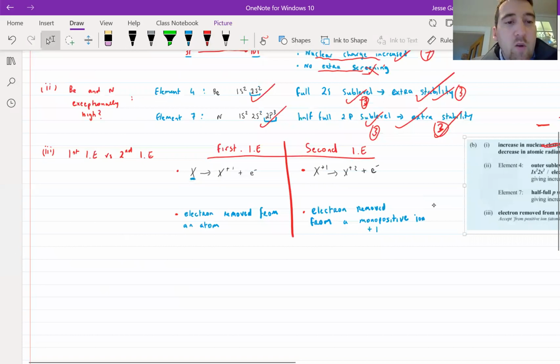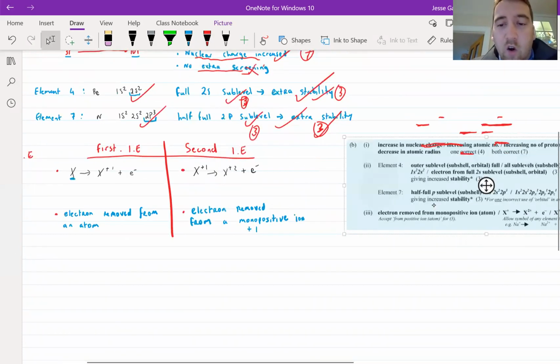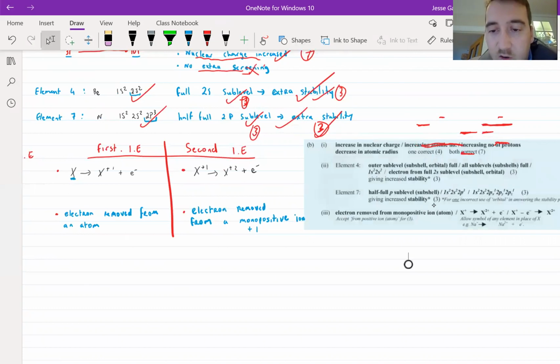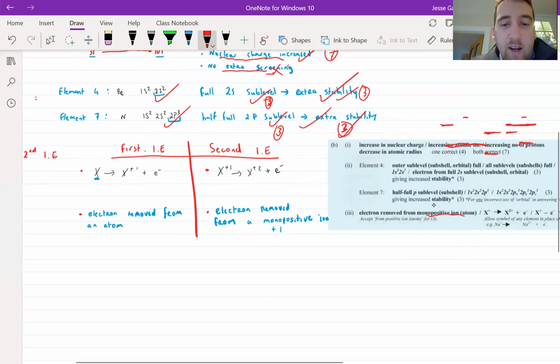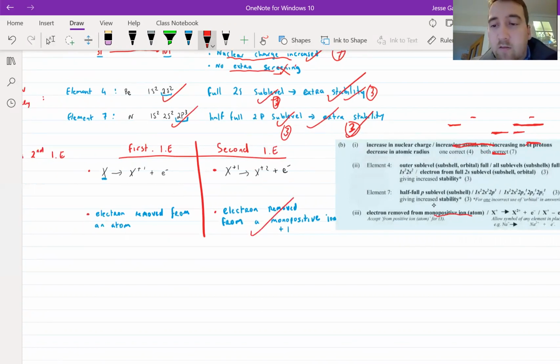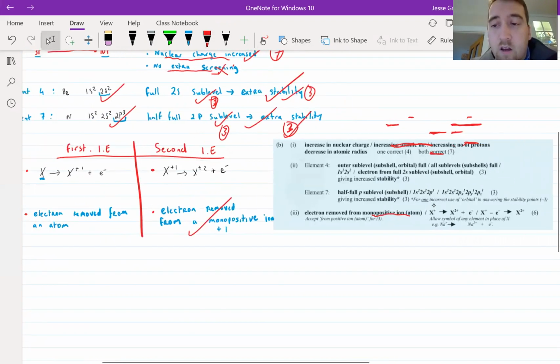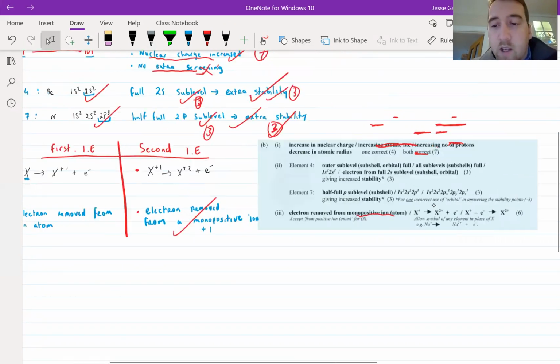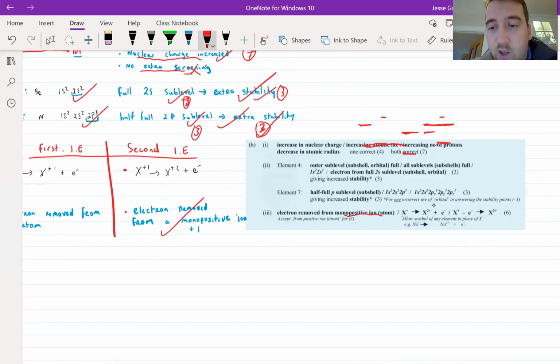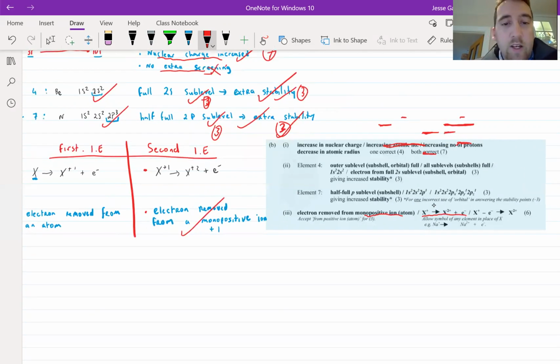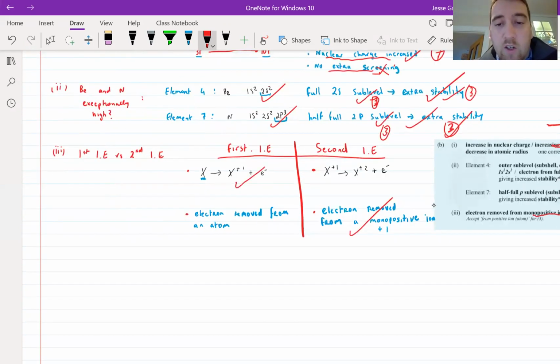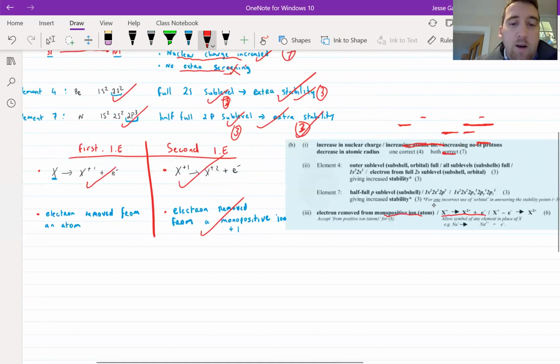What about the last bit? Compare the first and second ionization energies. All they wanted you to say is that the electron has been removed from a monopositive ion in the second ionization energy. That was it, really. I prefer that we know it to this level over here. You see what they've done? They've written the equations, whereas we wrote down the 2 equations. If you've done anything like that, you've enough to get the 6 marks. So again, that was 25 out of 25.